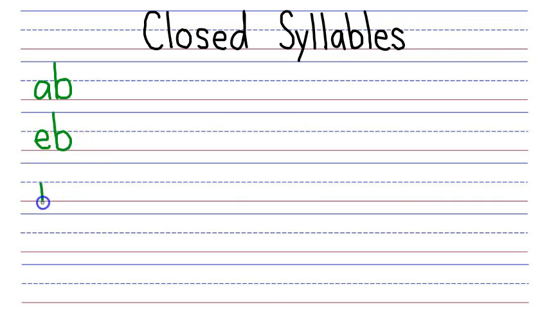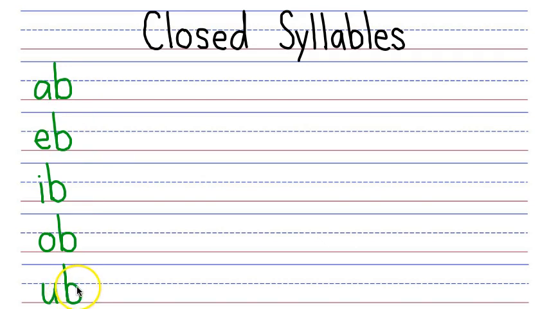Next, write ib. Ib is a closed syllable that begins with a short vowel I that says i, and a consonant letter B that says b. Next, write ob. Ob is a closed syllable that begins with the short vowel O, and ends with a consonant B that says b. And then write ub. Ub is a closed syllable that begins with a short vowel U and ends with a consonant B that says b. Ab, eb, ib, ob, ub.